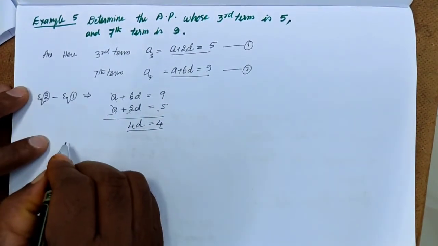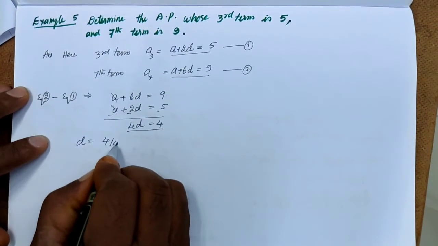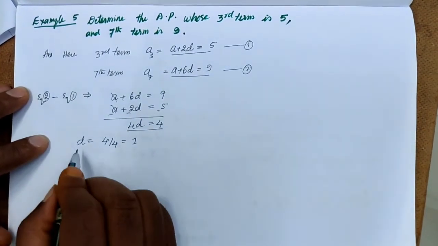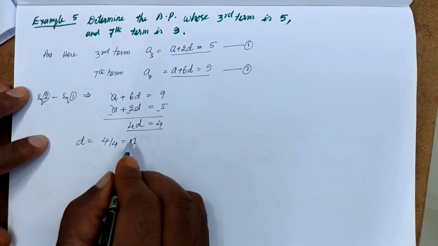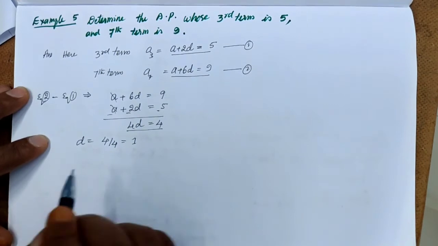So here 4d is equal to 4. Therefore d is equal to 4 by 4, which is equal to 1. So the common difference d is equal to 1.